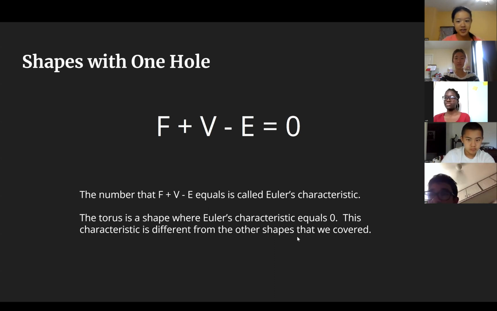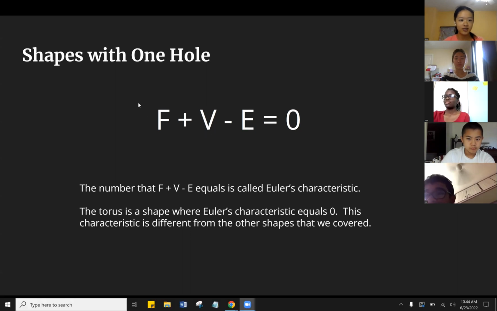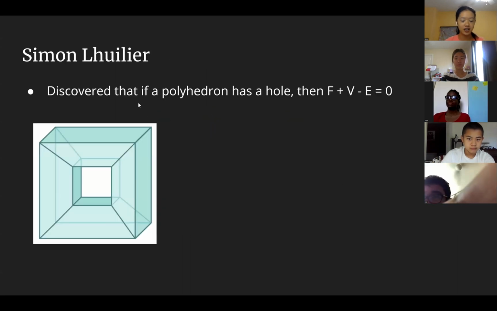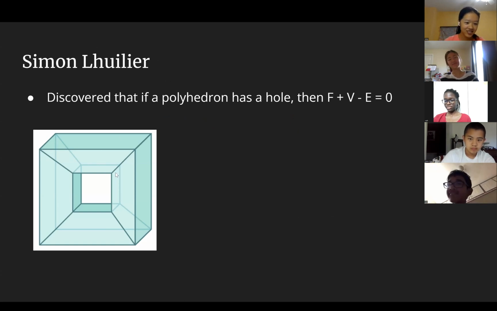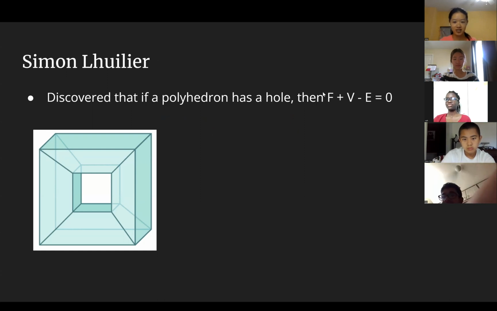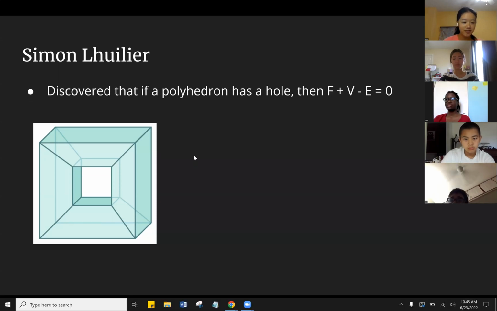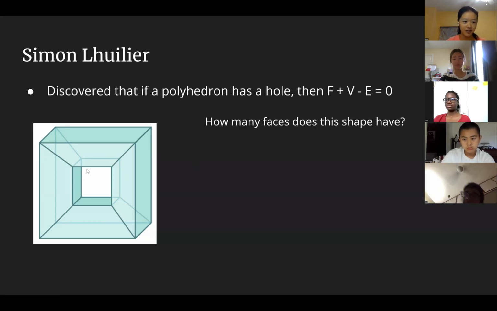It could be a square with a hole. So like this one, I don't know how to pronounce this guy's name, Simon Lhuilier. Okay, so this is a square donut. He discovered that if a polyhedron has one hole, then the Euler's characteristic of it will be 0. So how many faces does this shape have?